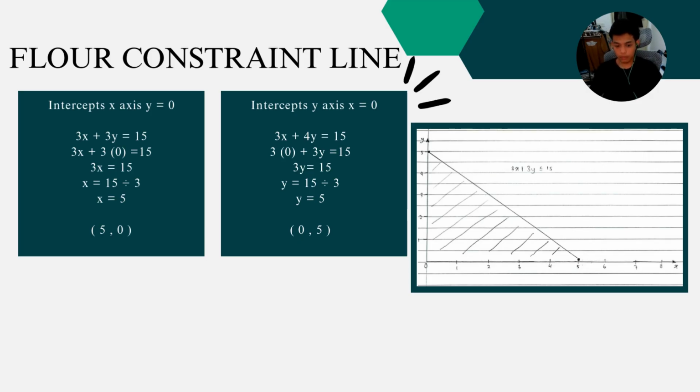Moving to the graph on the right, you can see the straight line connecting the two intercepts. This line represents the boundary for the constraint 3x plus 3y equal to 15. Okay, the shaded region below the line shows all the feasible solutions, or the combinations of x and y.